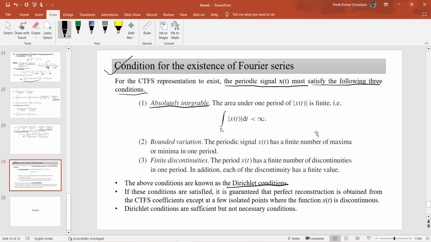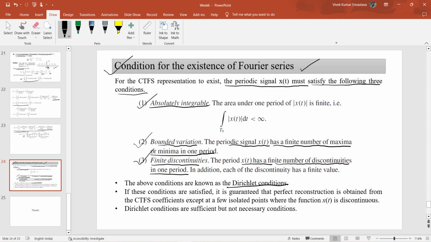Now the second condition is bounded variation. It means that x(t) must have a finite number of maxima or minima in its time period. Similarly, the third one is finite discontinuities, that is, x(t) must have a finite number of discontinuities over one time period. Then only the Fourier series will exist. If a signal x(t) satisfies all these three conditions, the Fourier series will exist.